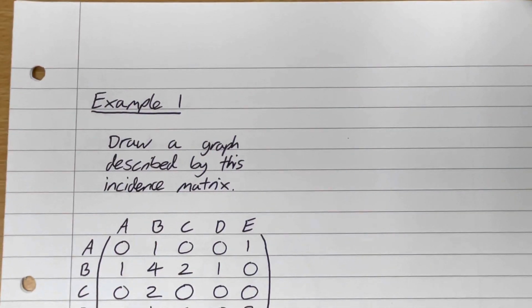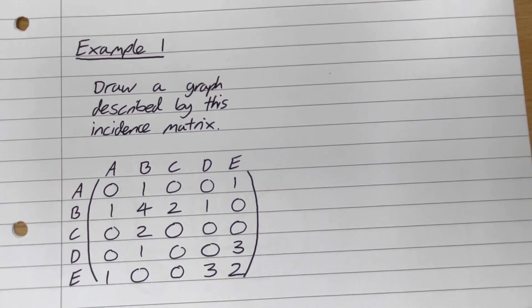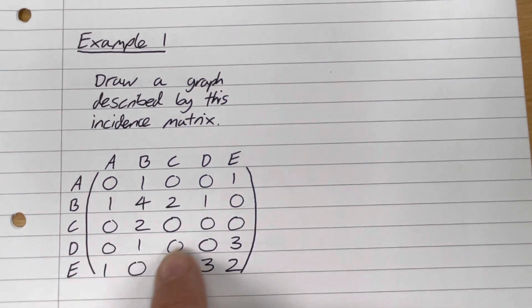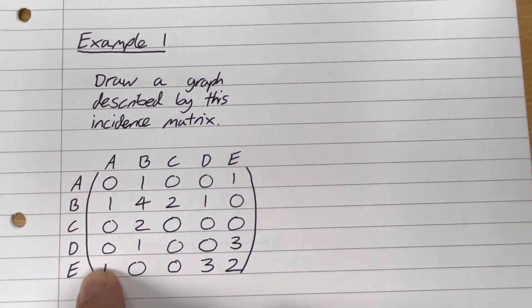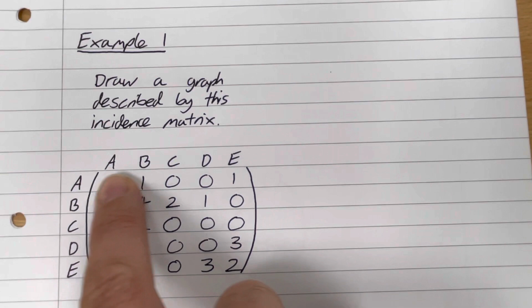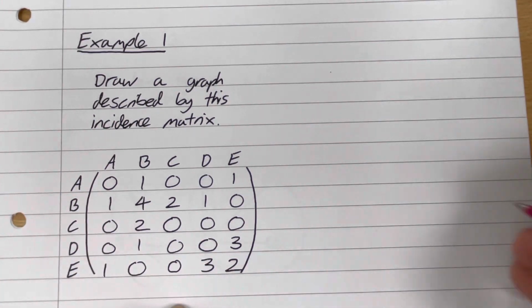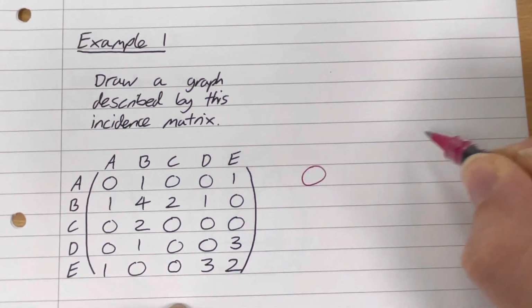So example number 1. Draw a graph described by this incidence matrix. So this incidence matrix has got 5 nodes, A, B, C, D, and E. And we can see that, given the row headers and column headers, this tells us how many arcs there are connecting between any pair of nodes. So let's just draw our nodes out first. So we've got 5 nodes.